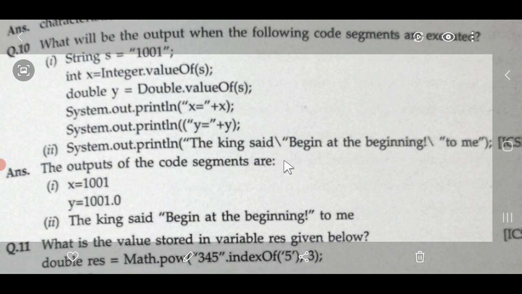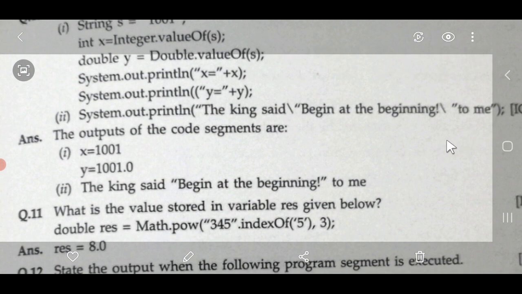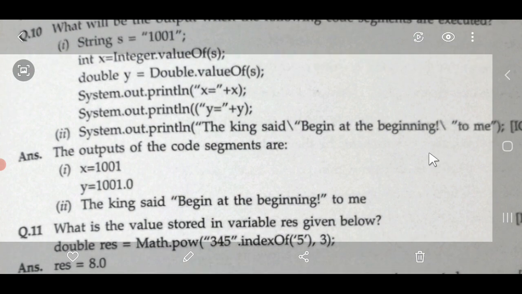After that, students, the king said, "begin at the beginning," to me. Right here it says king said begin at the beginning. So the slash is there because we wanted double quotes to be maintained. The outer double quotes belong to the complete string, and here we wanted begin at the beginning to be printed in double quotes, so that's why the slash is there. So the result will not have these slashes. Only: the king said, "begin at the beginning."